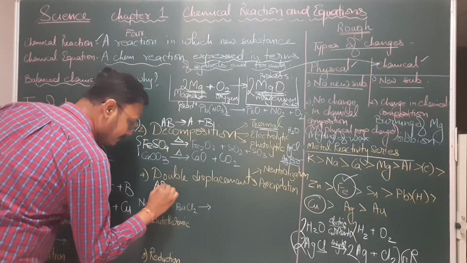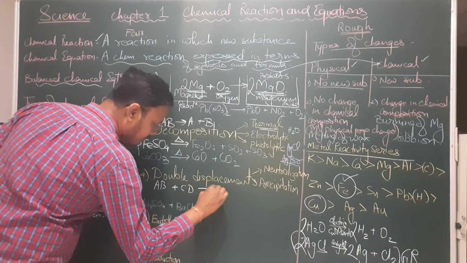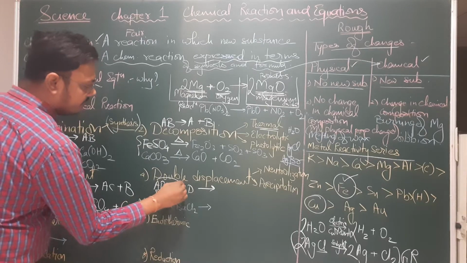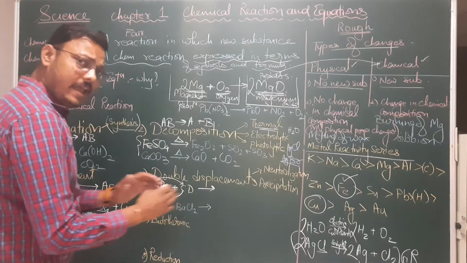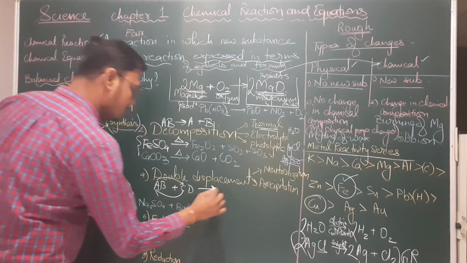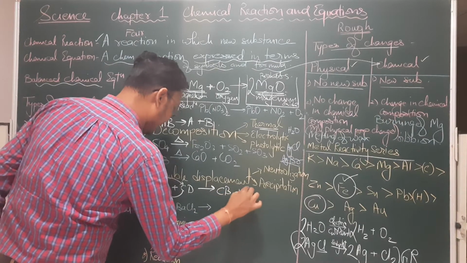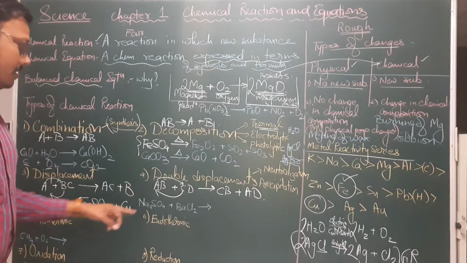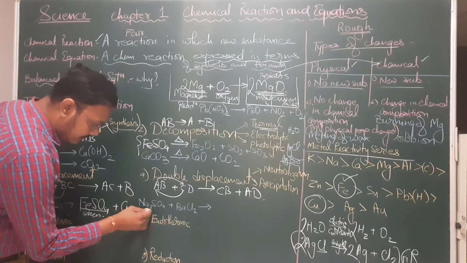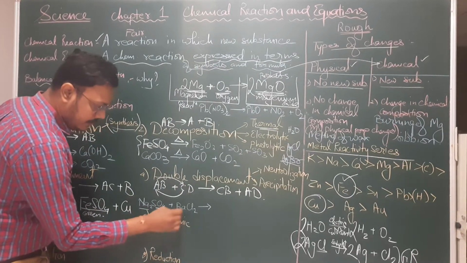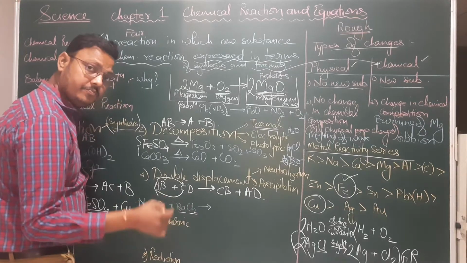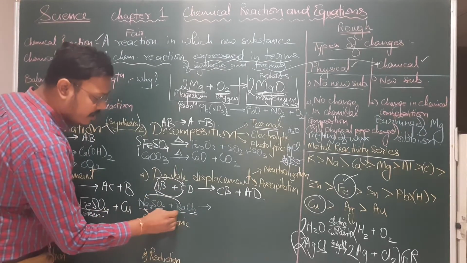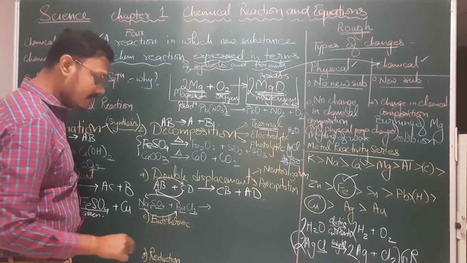So if I say AB a compound and CD is another compound, so A will go and displace C and C will come and displace A. So it's just exchange of ions and radicals, CB and AD, right? Now here if we take example sodium sulfate, barium chloride, what should happen? The barium will go and displace sodium and sodium will come and displace barium, right?